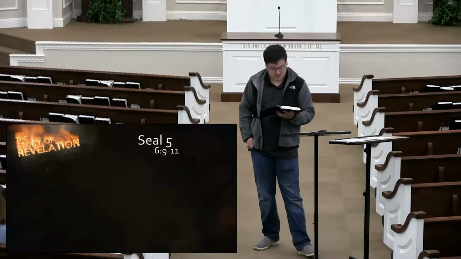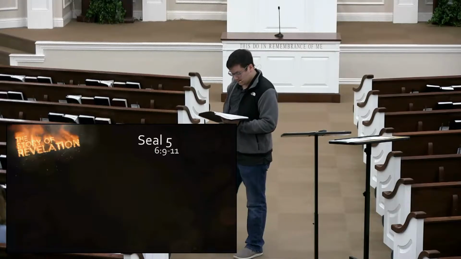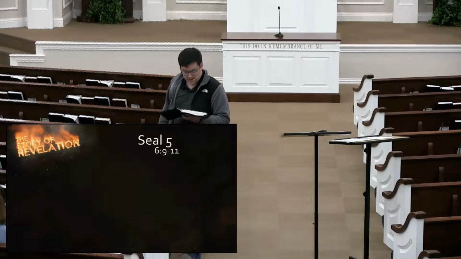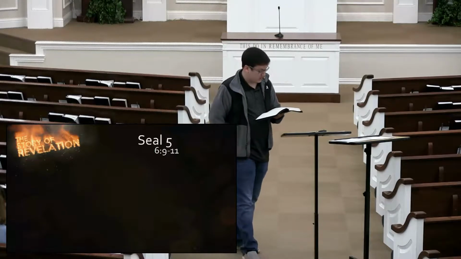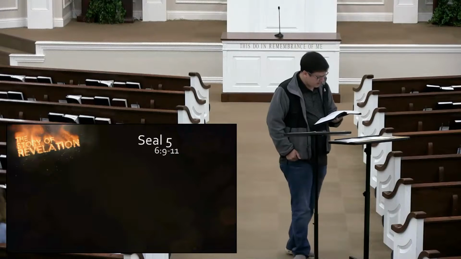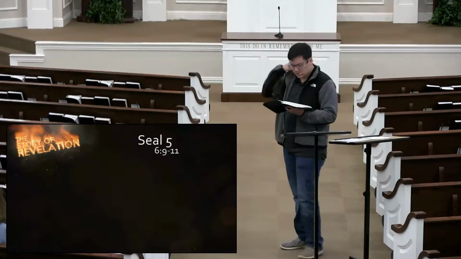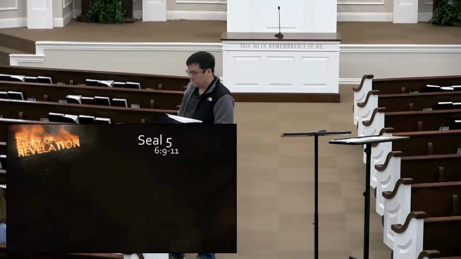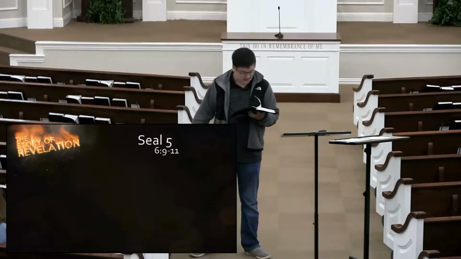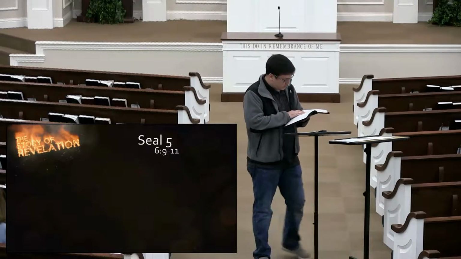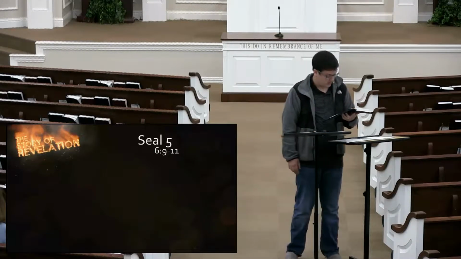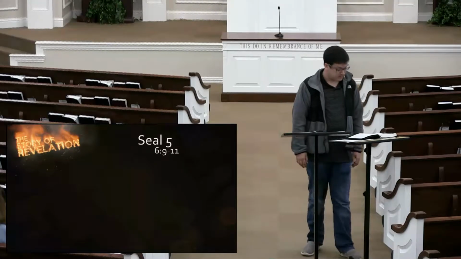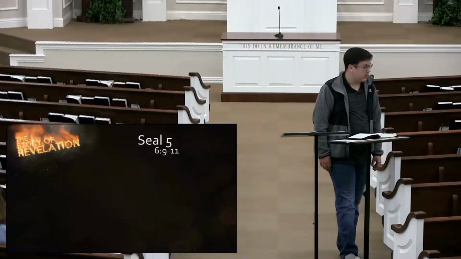Verse 9. When the Lamb broke the 5th seal, I saw underneath the altar the souls of those who had been slain because of the word of God, and because of the testimony which they had maintained. And they cried out with a loud voice, saying, "How long, O Lord, holy and true, will you refrain from judging and avenging our blood on those who dwell on the earth?" And there was given to each of them a white robe, and they were told that they should rest for a little while longer, until the number of their fellow servants and their brethren who were to be killed, even as they had been, would be completed also.